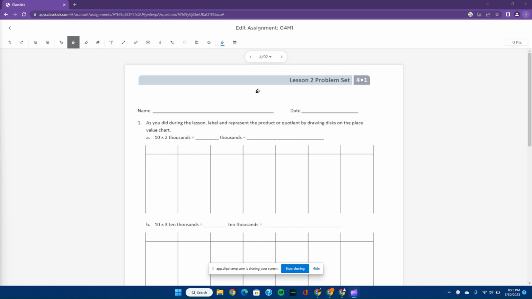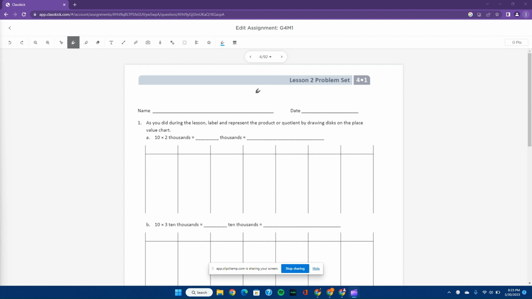Everybody. This is grade 4, module 1, lesson 2 problem set. And in this lesson, students will be able to recognize that a digit represents 10 times the value of what it represents in its place to the right. So we're going to work through this problem set.